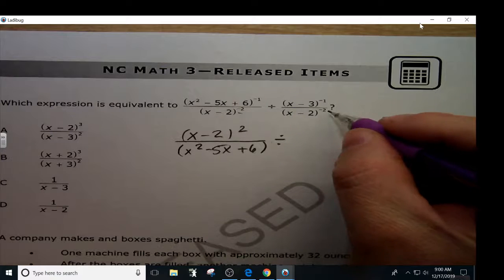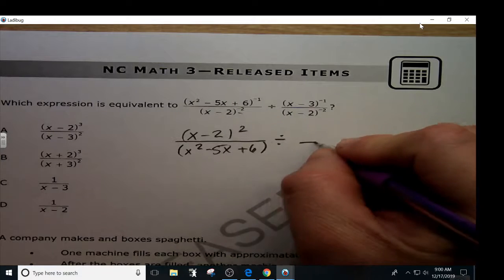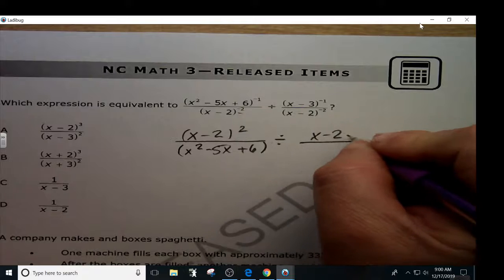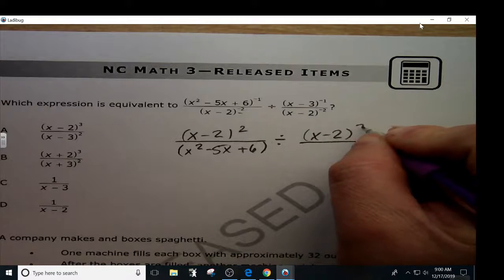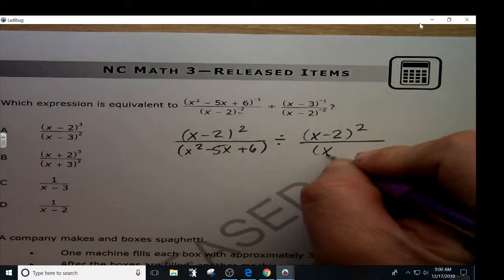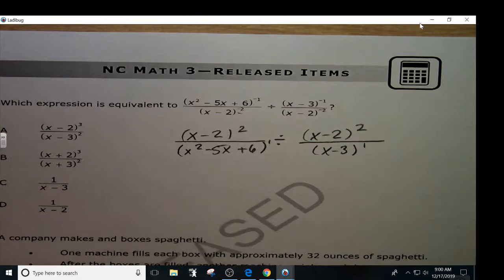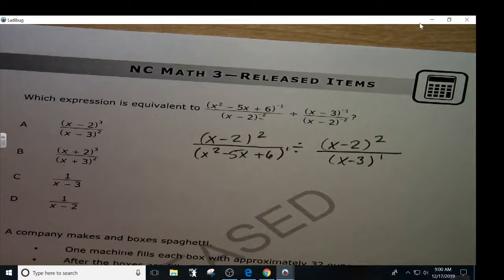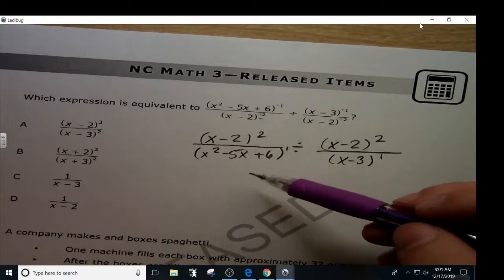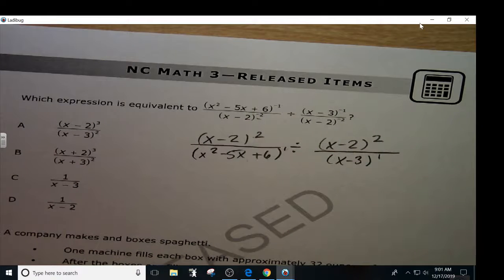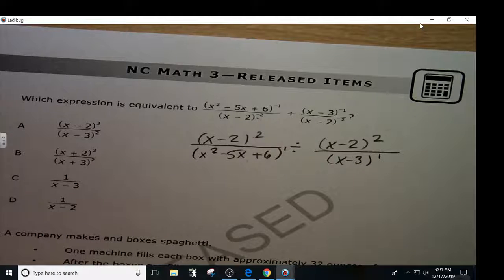All right, now, what we need to do here, bring x minus 2 squared on the top and x minus 3 to the first on the bottom. You can put a first there if you want to, guys. It really doesn't matter. What are they doing? The exponents? When you go across the division bar, it makes them go the opposite sign. It makes it change signs.